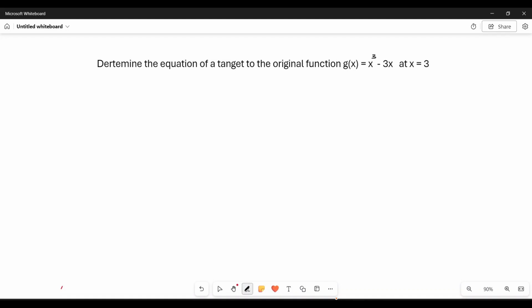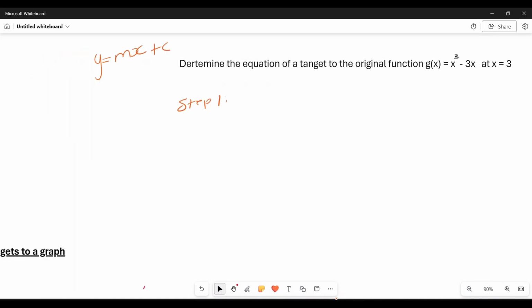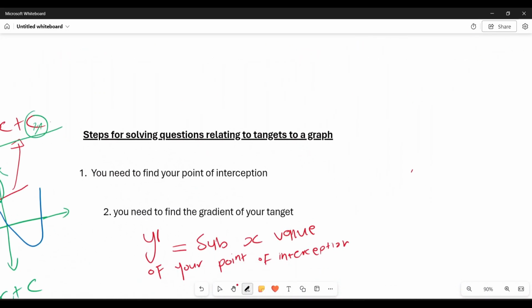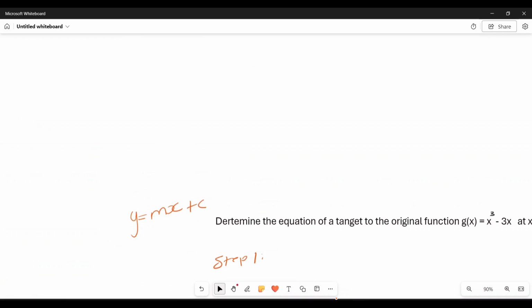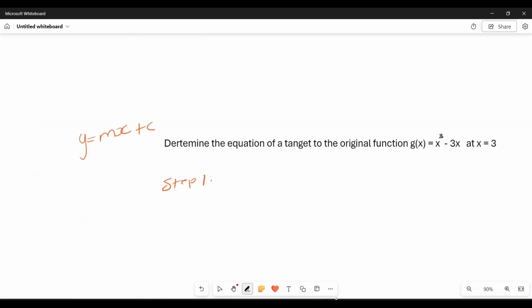Right? So we're trying to determine the equation of a tangent. And remember, your tangent will be a straight line, which should be in the form of y equals mx plus c. Now remember, step one. Step one, we said you need to find your point of interception. So starting off with step one, which is finding our point of interception.